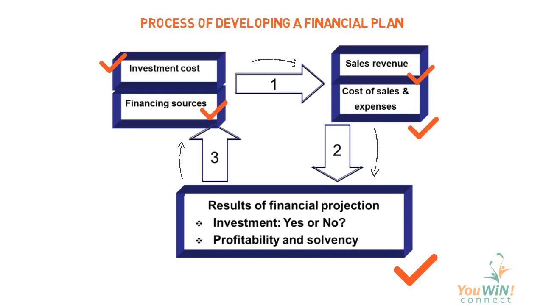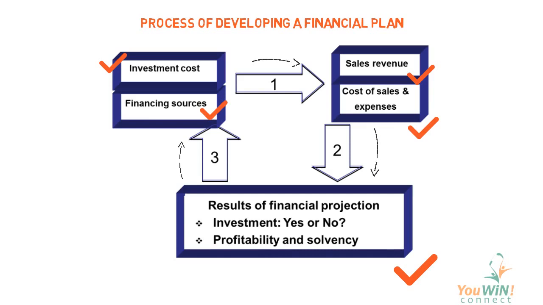Now, if you have the results of the financial projections, it can either show that the investment is profitable and there's some level of solvency with it. If it is, then you can take a decision if you should invest or not. And when you do that, you go back to the beginning, and that's how it becomes a cycle.